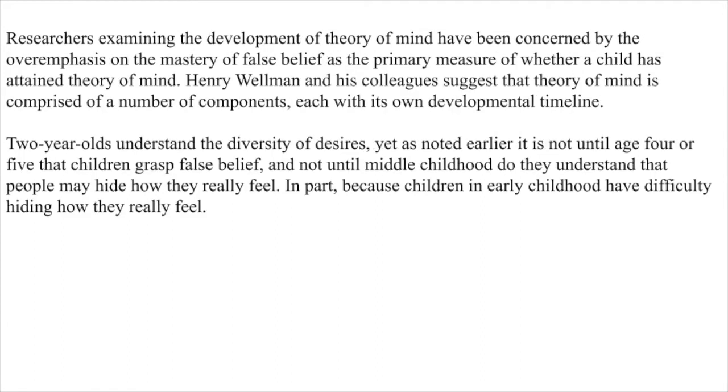Researchers examining the development of theory of mind have been concerned by the overemphasis on the mastery of false belief as the primary measure of whether a child has attained theory of mind. Henry Wellman and his colleagues suggest that theory of mind is comprised of a number of components, each with its own developmental timeline. 2-year-olds understand the diversity of desires, yet, as noted earlier, it is not until age 4 or 5 that children grasp false belief. And not until middle childhood do they understand that people may hide how they really feel, in part because children in early childhood have difficulty hiding how they really feel.